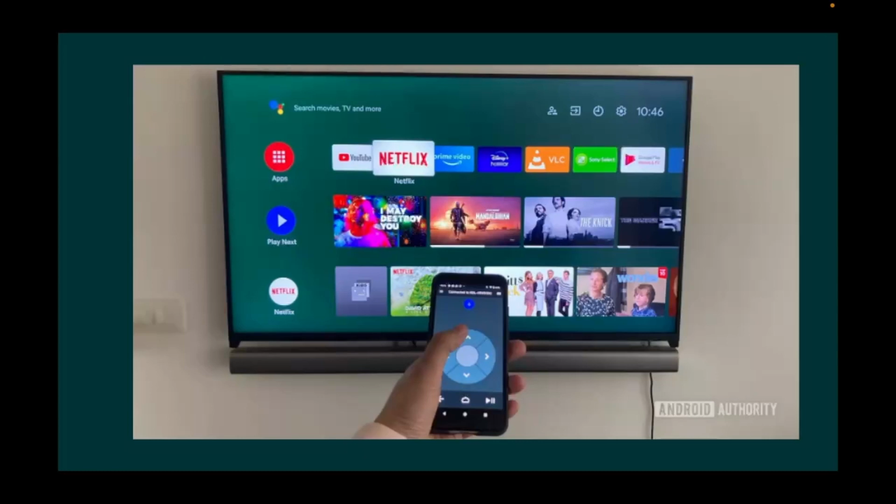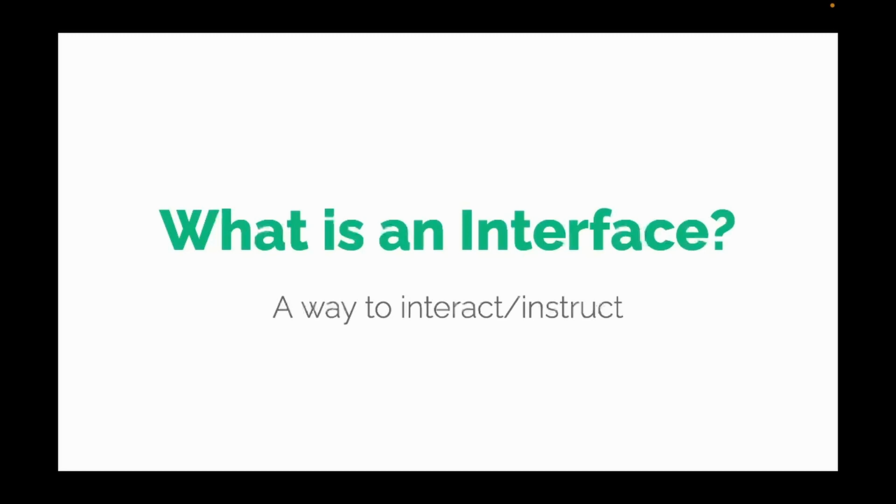So these are a couple of examples of the interface. We looked at the user interface, the analog interface at the back, then the digital interface, then the same interface we used to interact with, but we just changed the technology, and then came the infrared, and finally Wi-Fi. So what is an interface? It's a way to interact with or instruct the system. I hope this is now clear.